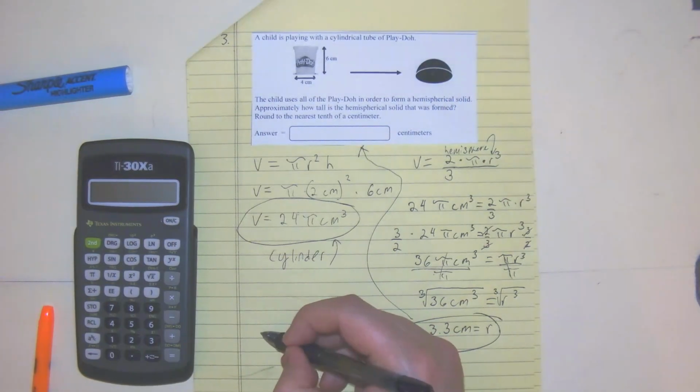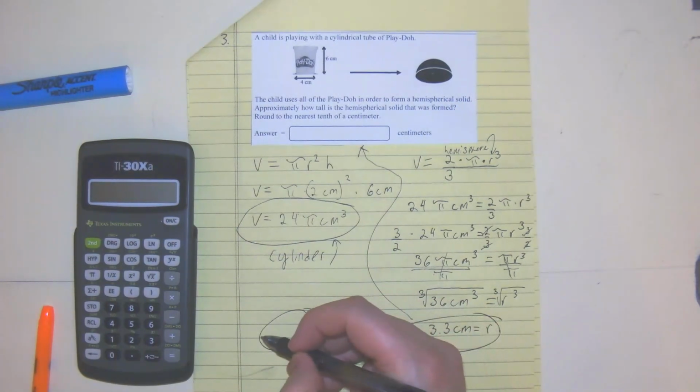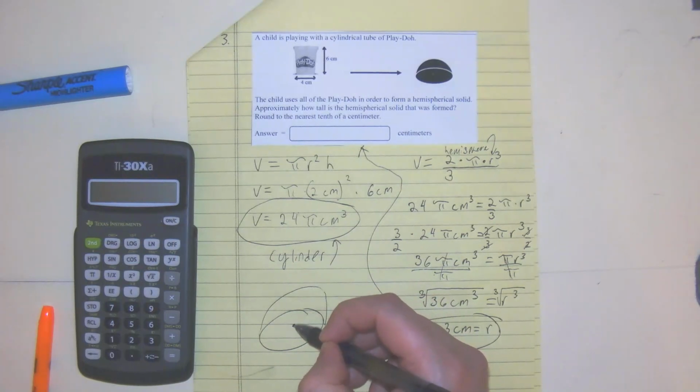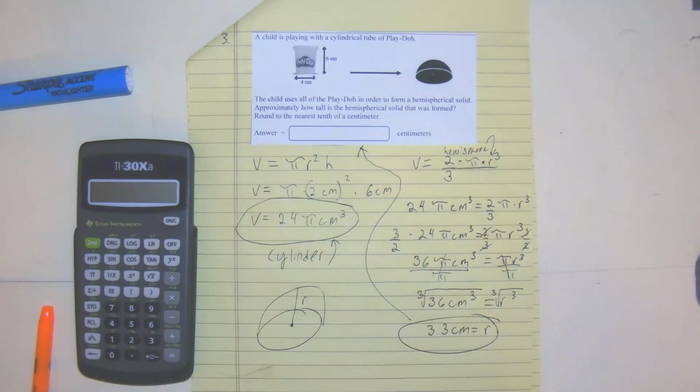You can't even see that. That would be our radius. Not perfect, but that's what it would be, the height of it.